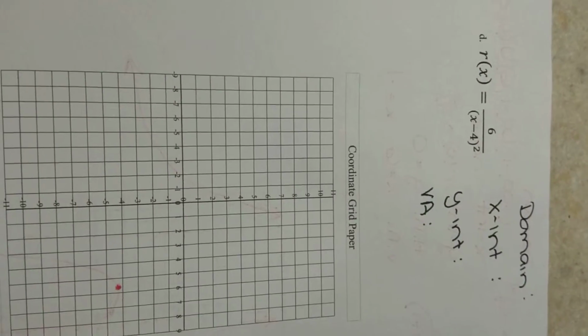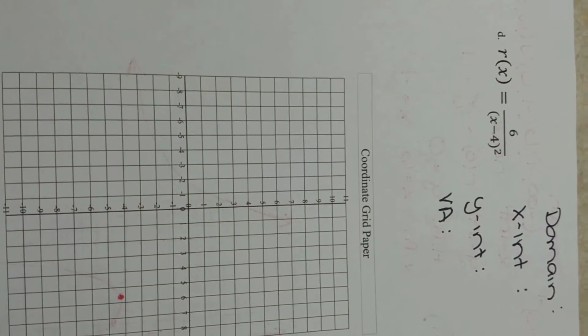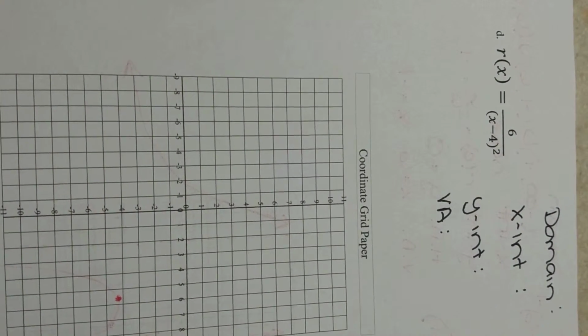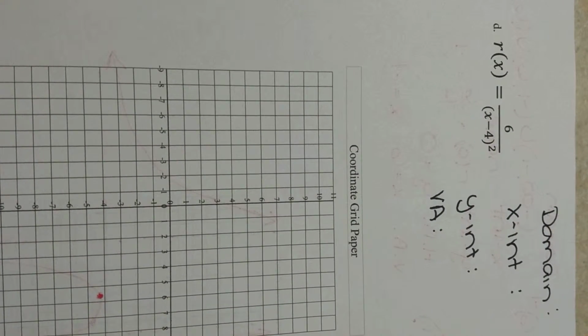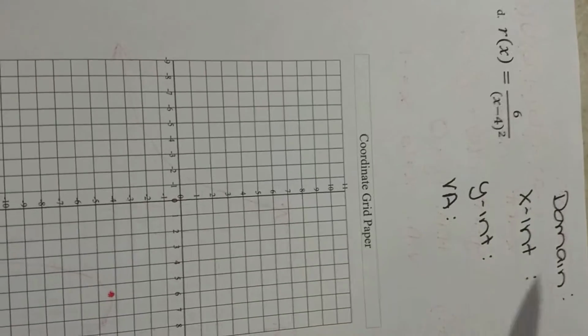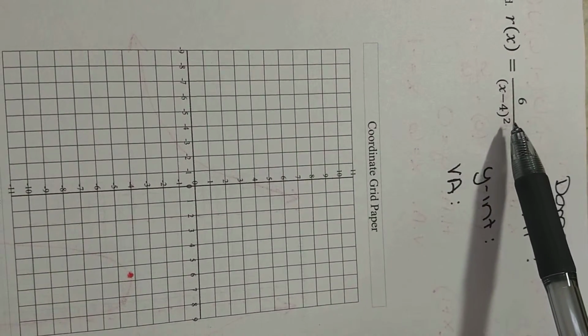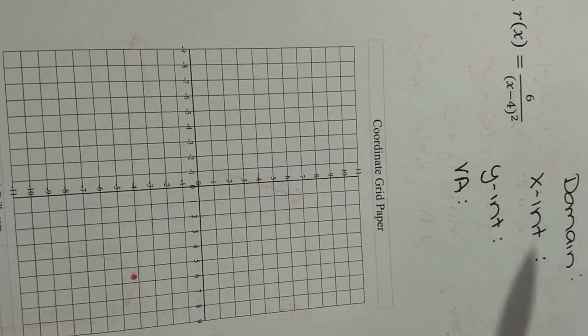Alright, so here we go. We have two more examples then left to do here in section 3.1. So we'll make sure we get these done before you can do your homework. So the problem we're looking at then is 6 over (x minus 4) quantity squared.